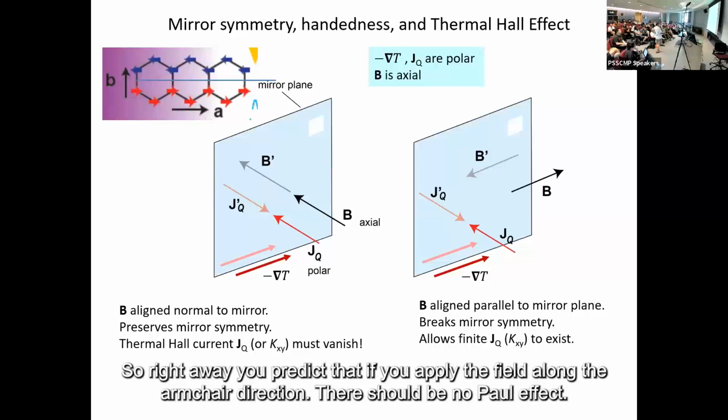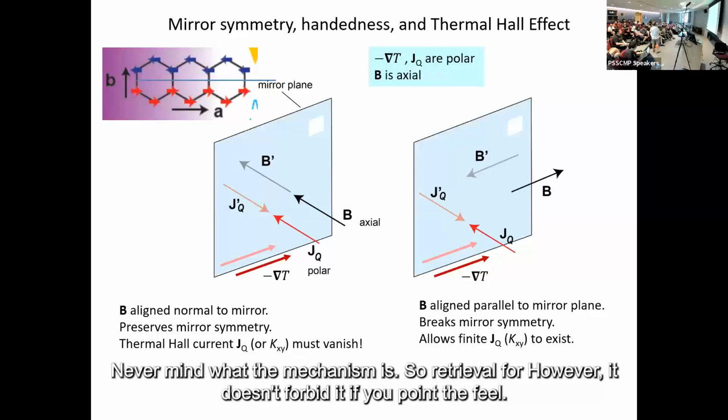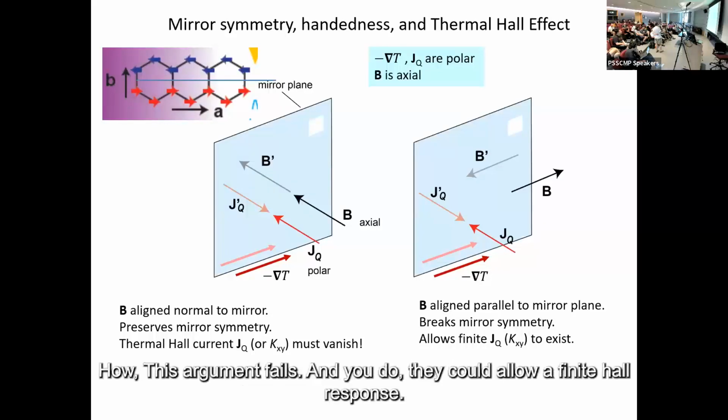So right away, you predict that if you apply your field along the armchair direction, there should be no Hall effect. Never mind what the mechanism is. Symmetry will forbid it. However, it doesn't forbid it if you point the field parallel to the mirror. This argument fails, and it could allow a finite Hall response.